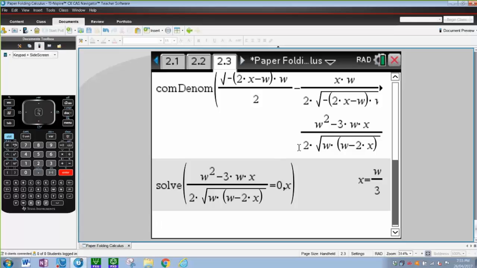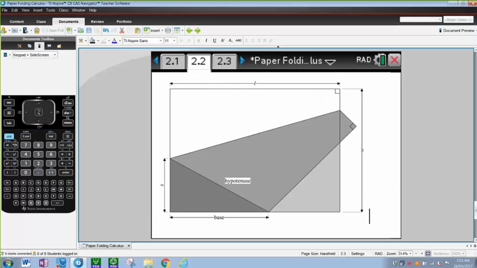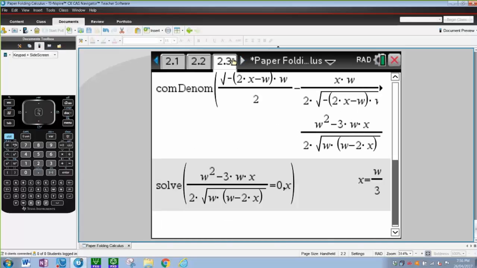Now that right there is a brilliant result because this is telling us regardless of what size of paper we choose. You can imagine that piece of paper to be as large or as small as you want, as small as an A5 or as large as an A0 piece of paper. Regardless of the size of paper you choose and you perform this experiment, you will always end up with x equaling w over 3. So that is the x value at which the maximum area occurs.